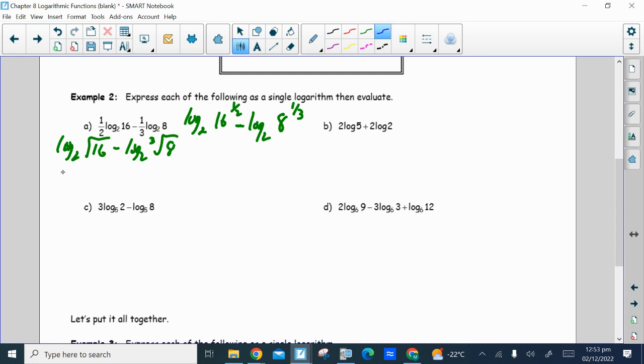And the square root of 16 is 4, so it's log base 2 of 4. Take away log base 2 of 2 because the cube root of 8 is 2. If we want, we can combine these now as a single log. When you're subtracting logs with the same base, you can use the quotient law. So it'll become log base 2 of 4 divided by 2. I'm sorry, I forgot the bases there. Or log base 2 of 2, which is 1.